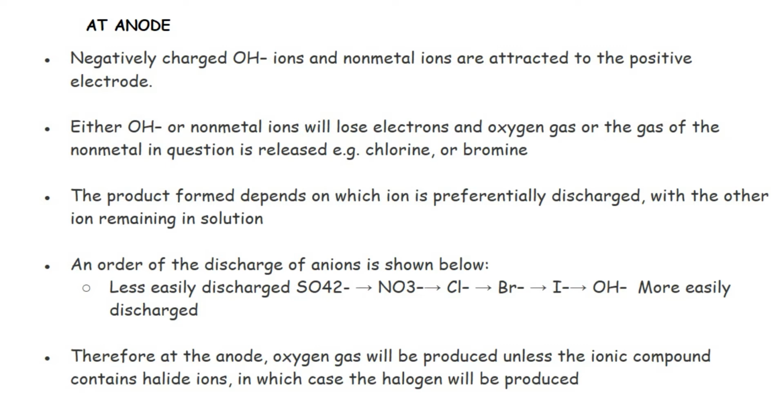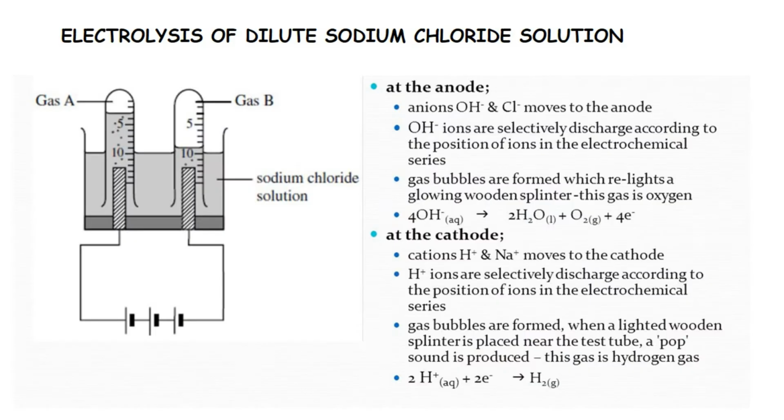If hydroxide and sulfate are present, then hydroxide will be discharged more easily than the sulfate ion. Therefore, at the anode, oxygen gas will be produced unless the ionic compound contains halide ions, in which case halogen will be produced. That is the case only for concentrated solutions. Otherwise, you can follow this rule. Only if the solution is a concentrated halide solution do we follow the different rule.